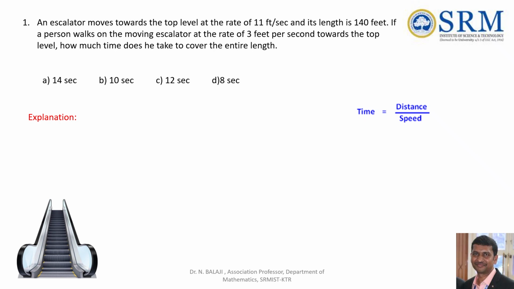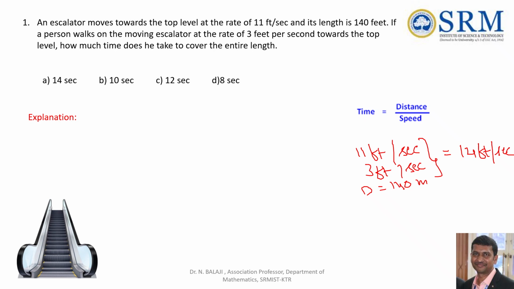As competitive exams contain multiple choice questions, there will be options A, B, C, D, and based on those options we can calculate. An escalator moves towards the top level at the rate of 11 feet per second, and its length is 140 meters. He is also walking at 3 feet per second. So totally the escalator is moving and he is walking, so he is moving at 14 feet per second.